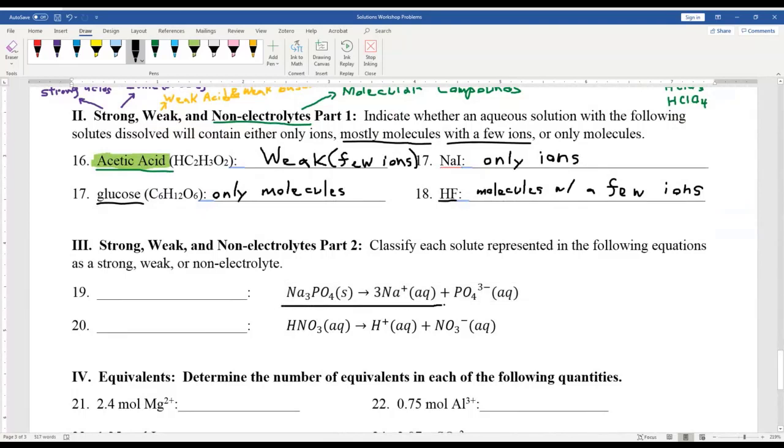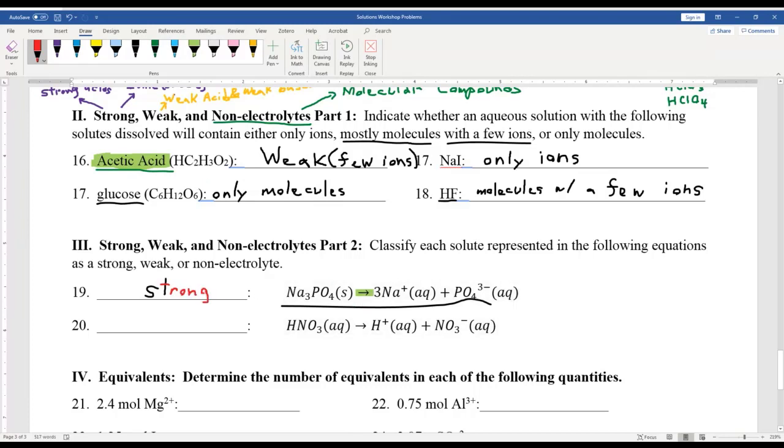Would this equation here represent a strong electrolyte, a weak electrolyte, or a non-electrolyte? Strong electrolyte because it has sodium. Well, it would be strong, but when you're basing it on an equation, you want to look at this. It still has sodium in it, but that arrow is only one directional. Because that arrow is one directional, this is strong. Oh, I see.